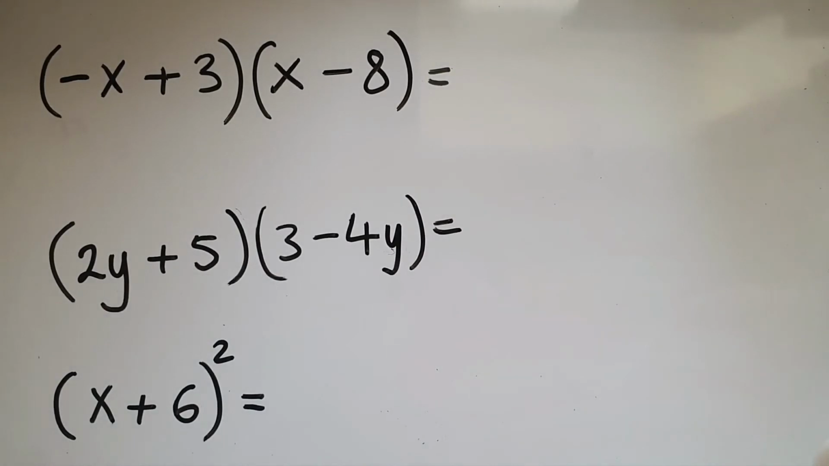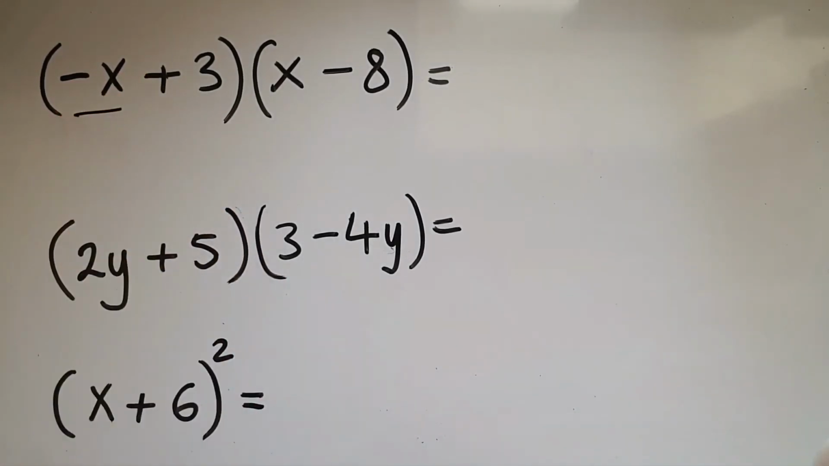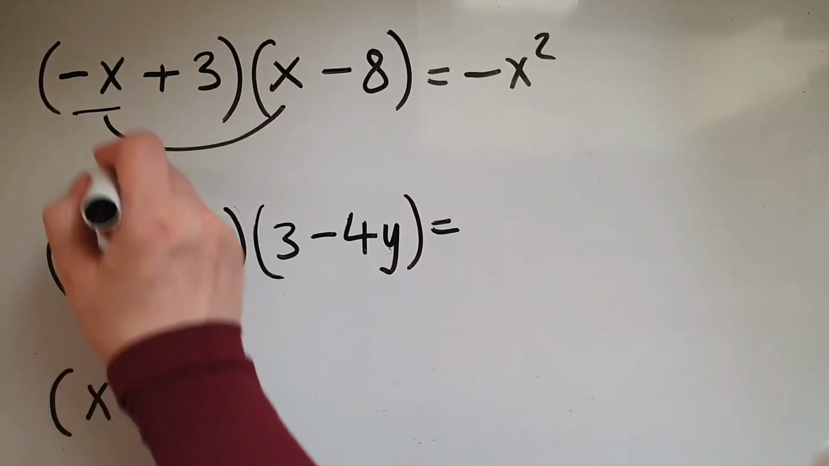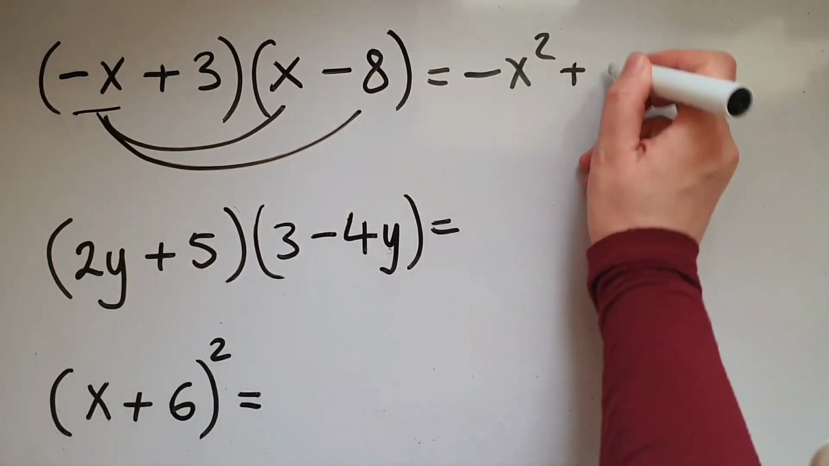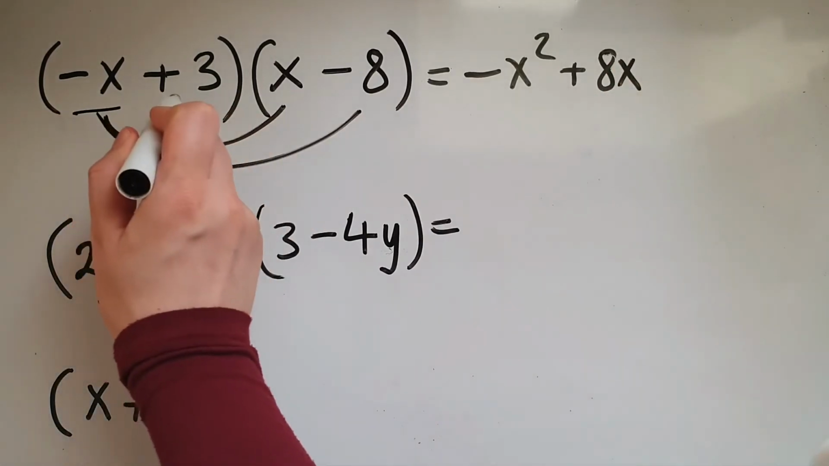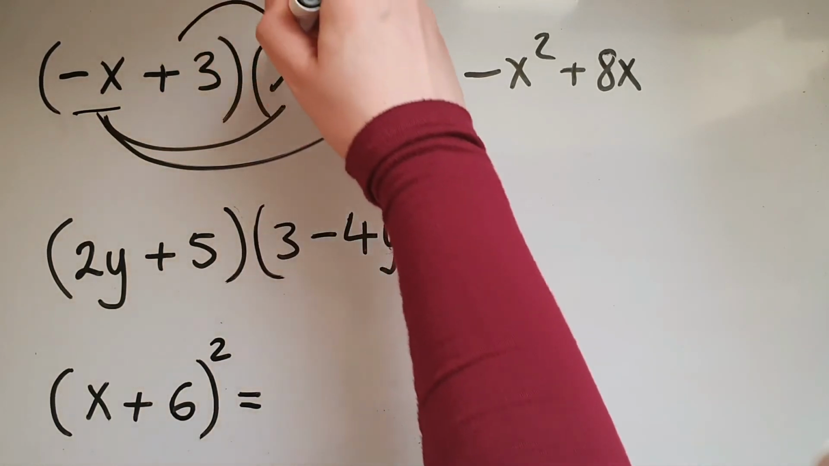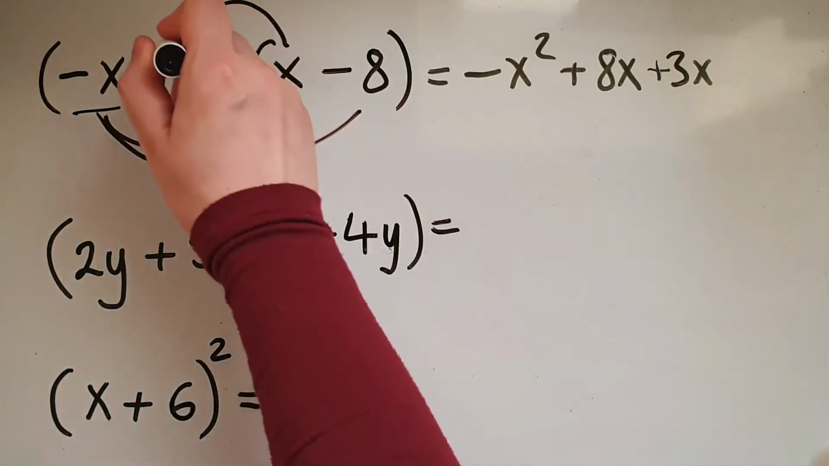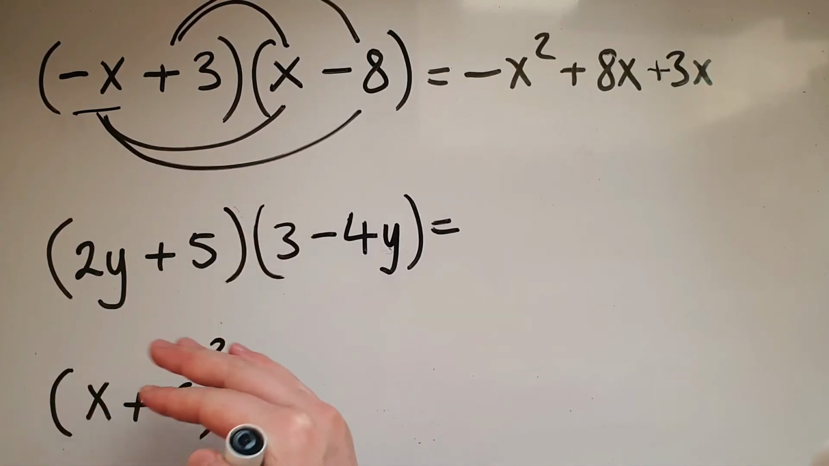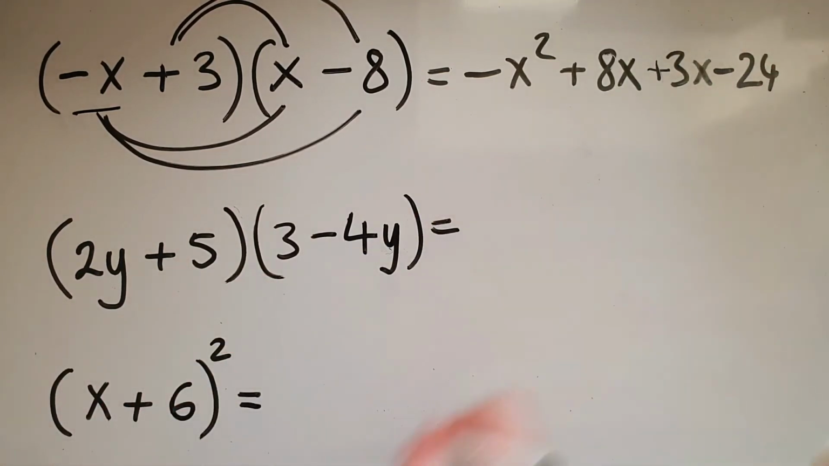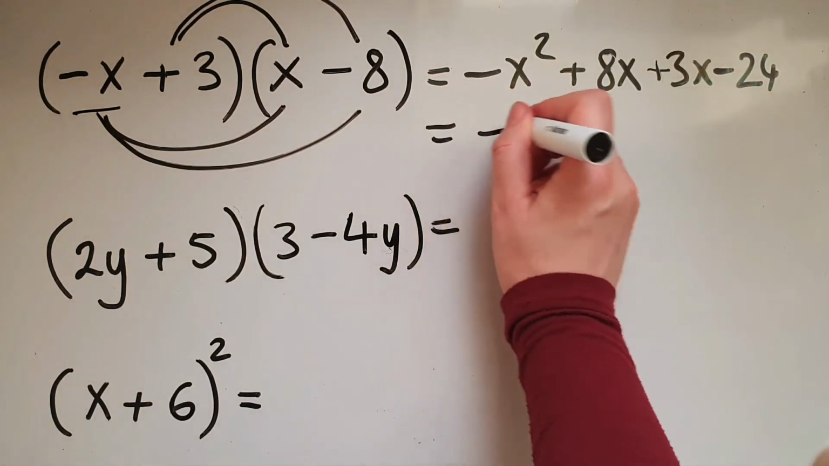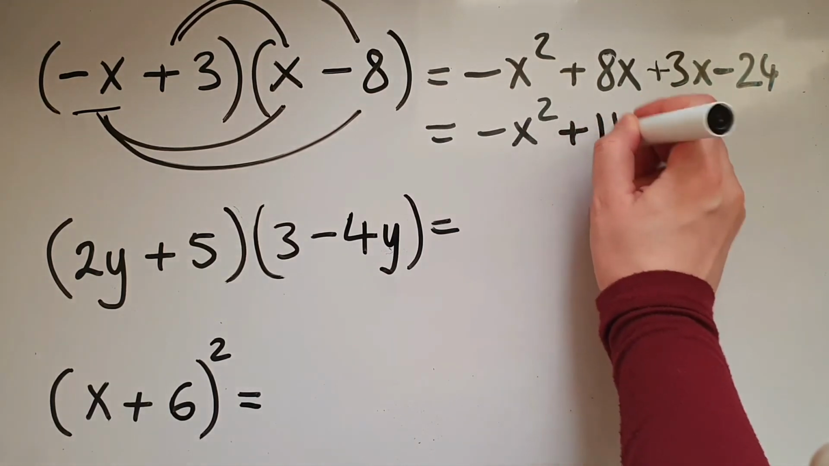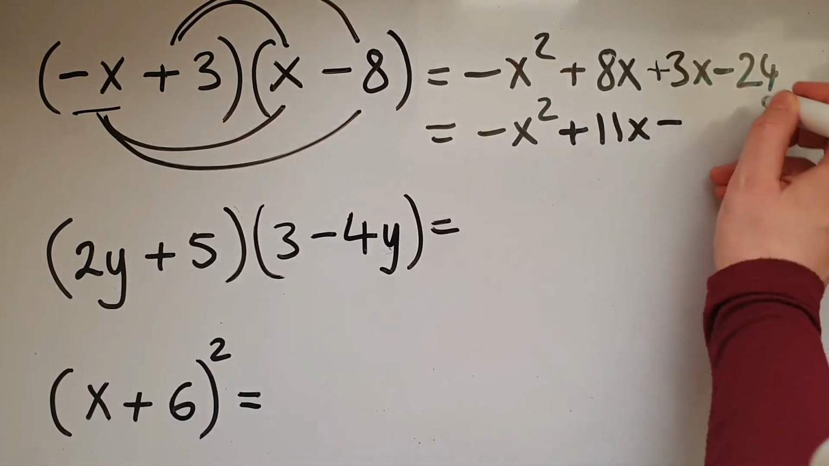We now have a few more examples. So negative x times x is going to give us negative x squared. Negative x times negative 8 is going to give us positive 8x. Now looking at the next term, we've got positive 3 here, which we're going to multiply by x. So that's going to be positive 3x. And positive 3 times negative 8, that's going to give us negative 24. So collecting the like terms, we get negative x squared plus 8x plus 3x. So that's plus 11x minus 24.